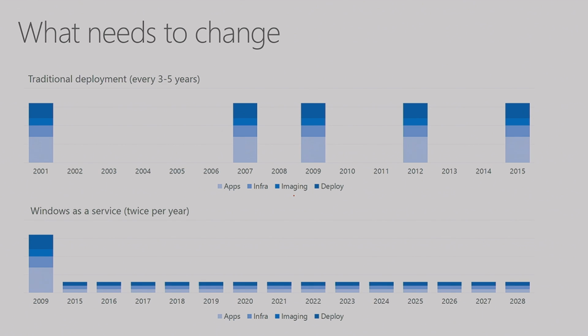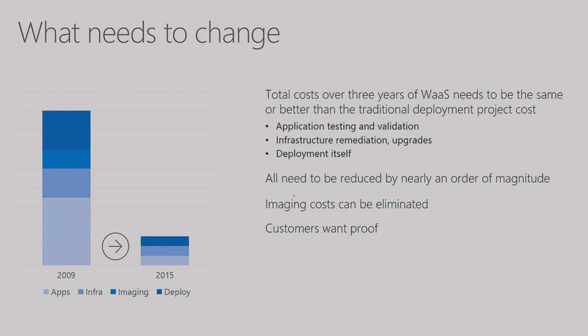What we want to shift this to, though, is a much smaller project much more frequently. When we look at this, comparing 2 of those, going from the traditional project to the current Windows as a service model, we want to eliminate the imaging expense. You don't really need to use a golden image to move to the latest feature update. You're just going to deploy it using an upgrade process, using the in-place upgrade engine that we built. As a result, the deployment process is simpler, the image need is eliminated.